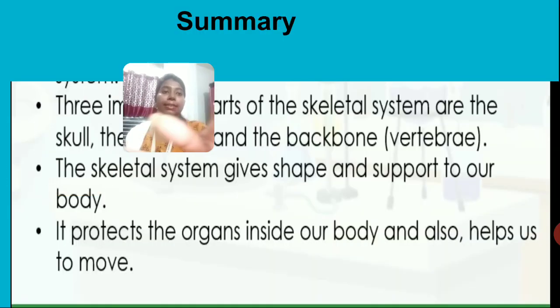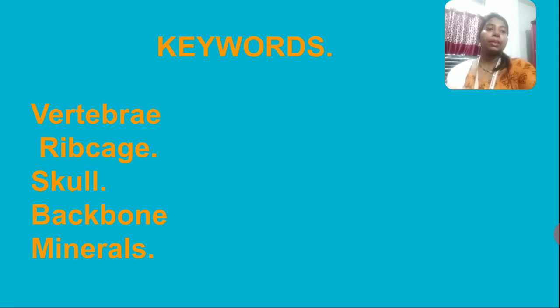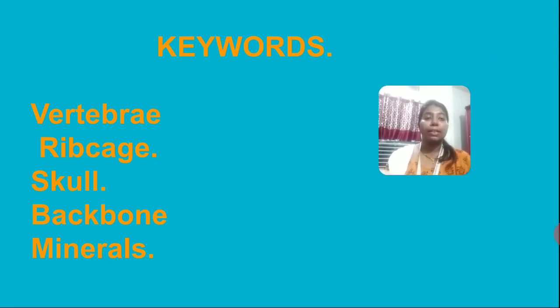So we have read today the three important parts of the skeletal system: the skull, the rib cage and the backbone. The skeletal system gives shape and support to our body, and it protects the organs inside our body and also helps us to move. Clear? And these are the keywords for today: vertebrae, rib cage, skull, backbone and minerals.